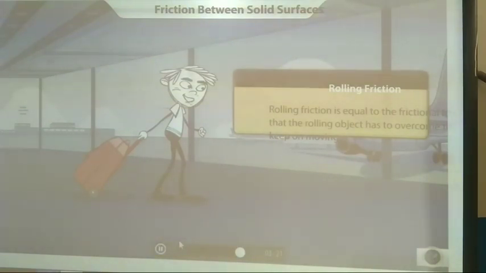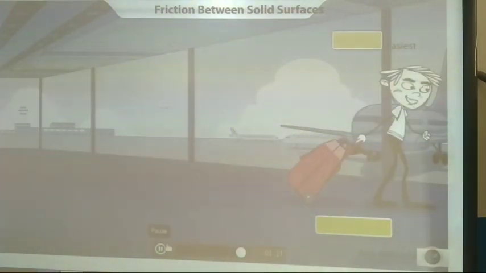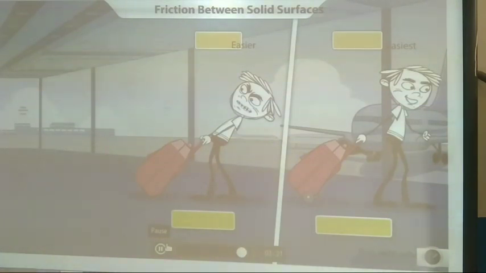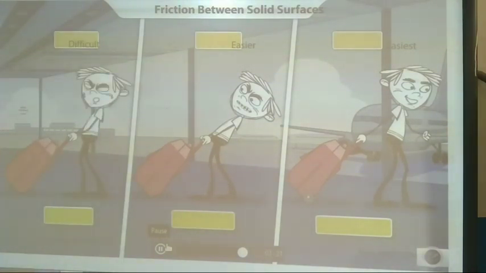That's why the force of rolling friction is less than that of sliding friction, which is less than that of static friction.